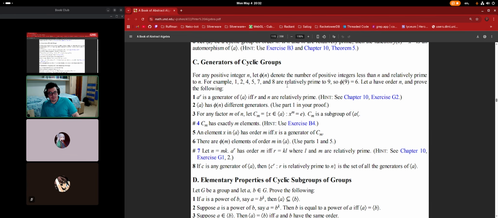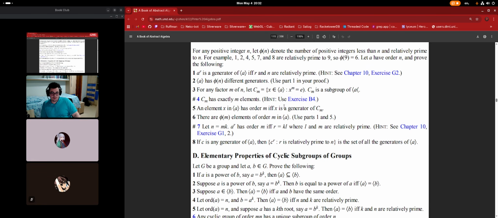Can somebody remind me again the definition of relatively prime? They don't share factors in common. Okay, that is specifically prime factors, right? Well, I guess they wouldn't share any factors if they don't share any prime factors. Okay, but they don't share any common prime factors. That's what you guys are saying. Cool.